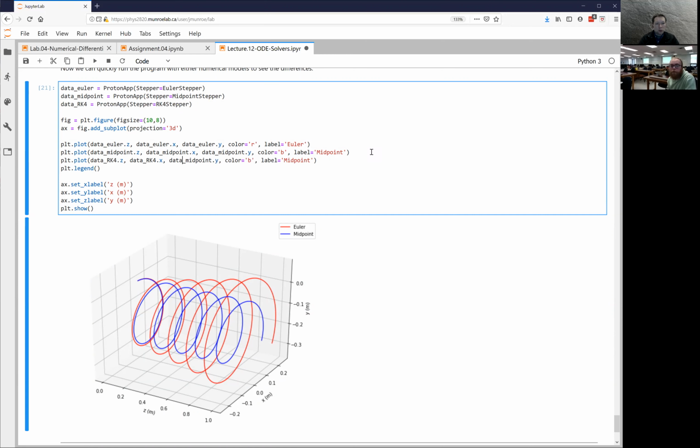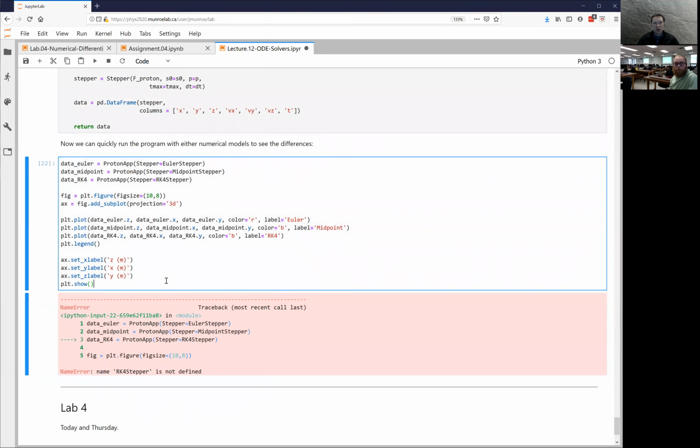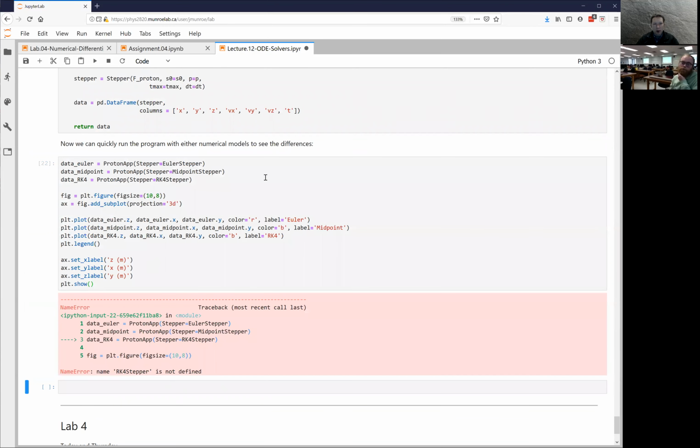RK4. Okay, this is Runge-Kutta method 4, right? Now, if I was to run this code, I'm expecting to see an error, and the error is you haven't yet told me what the Runge-Kutta number 4 is. So we want to be able to write one. Well, how would we write one?